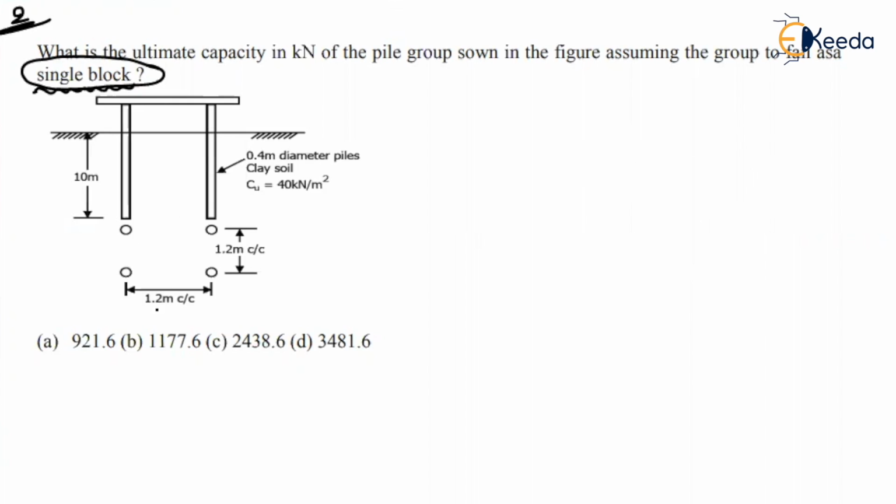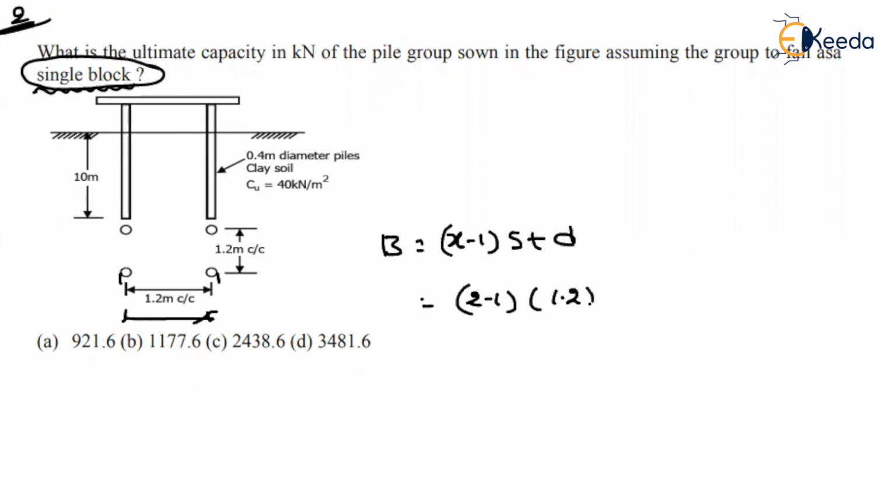They have given the center to center distance. So what about the width? That is nothing but B. That will be equal to, what is the total width from here to here? In general, it is (x minus 1) into S plus d. What about x? Along the direction, how many piles are there? 2. That means 2 minus 1 into the center to center distance, 1.2, plus the diameter. Did they mention the diameter? Diameter is 0.4. So 1.2 plus 0.4 will be equal to 1.6 meter.